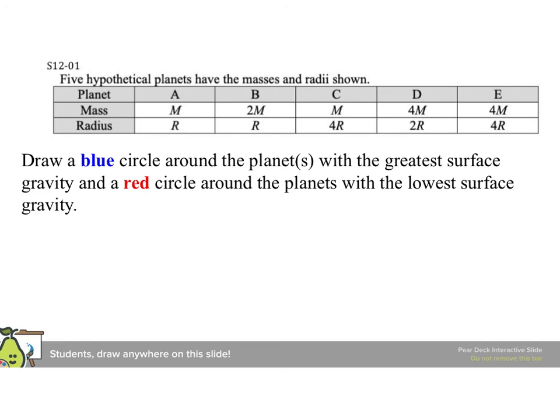Here we have 5 hypothetical planets that have mass and radii as shown, and I'm going to draw a blue circle around planets that have the greatest surface gravity, and a red circle around planets that have the lowest. Remember, as you're working, that the surface gravity is going to be universal G, which is not important here, times the mass of the planet over the radius of the planet squared.